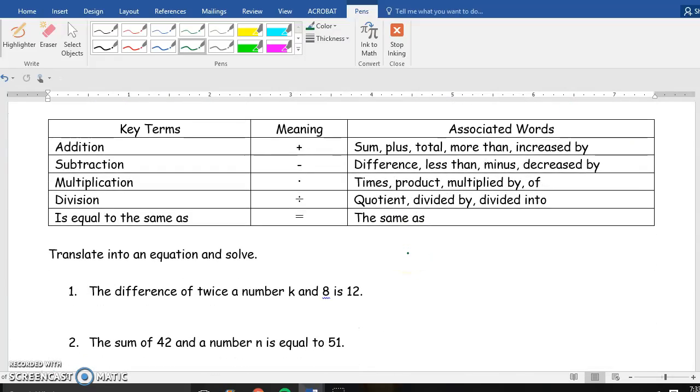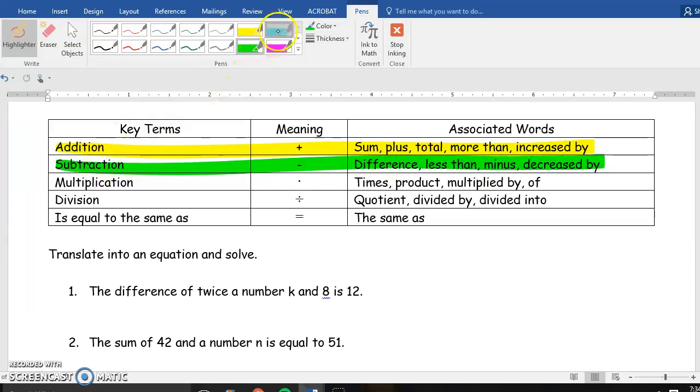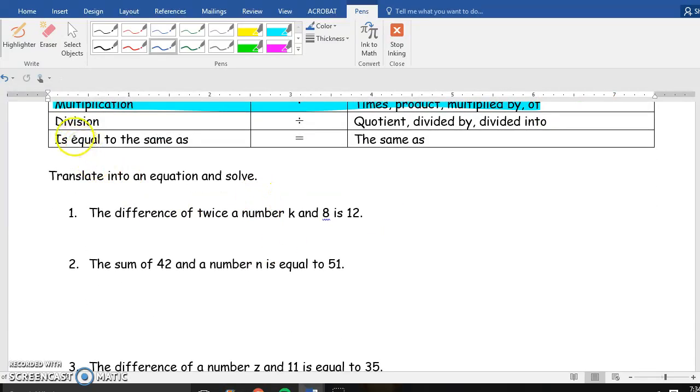So now we're going to do some review of translating equations and solving them. If you look up here at all of your operations, you have addition. These are all the keywords for addition. These are all the keywords for subtraction. These are all your keywords for multiplication, division, and so on. Remember, the word is, equal to, or is, tells you where to put the equal sign.